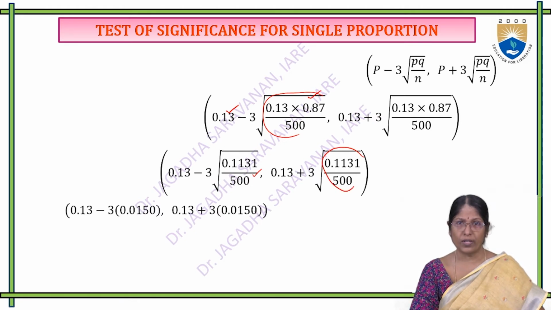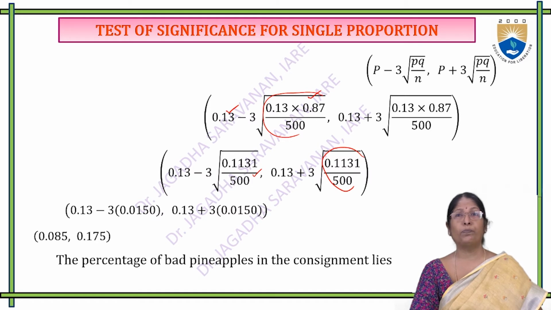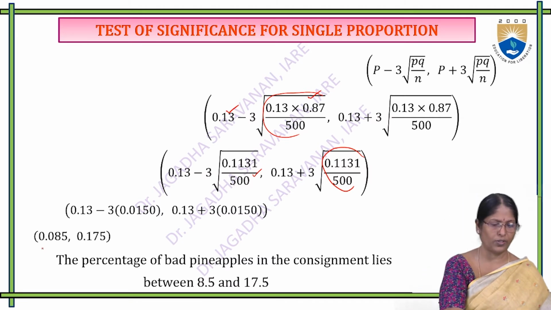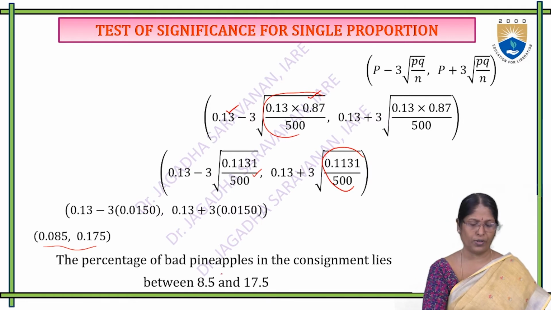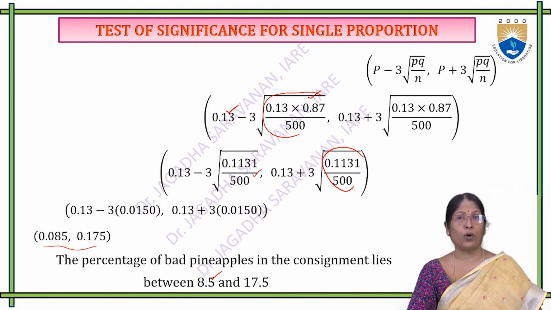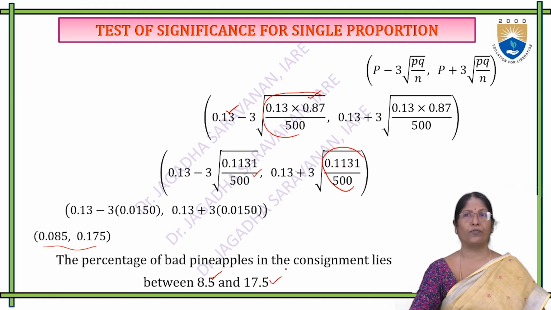So the final result, we can see the calculations part. We obtained 0.085 and 0.175. So the percentage of bad pineapples in the consignment lies between 8.5 and 17.5. That is the data we obtained, so we found the percentage: 0.085 is 8.5 percent, and 0.175 is 17.5 percent.